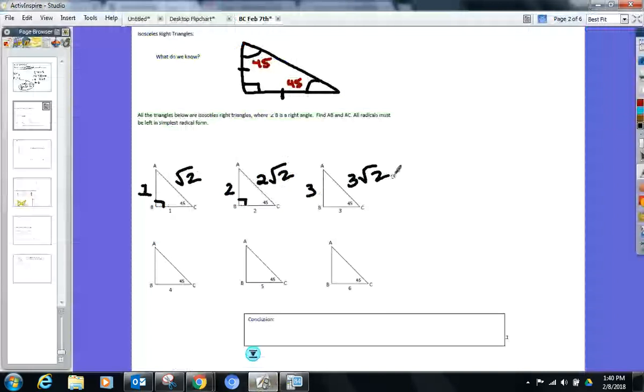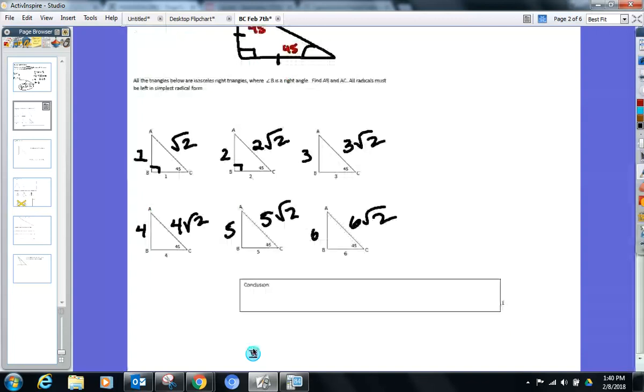Well, no Pythag here. Can we fill in all the rest using what we think is the pattern? AB here is 4. So what do you think the hypotenuse AC will be? 4 radical 2. This will be 5 and 5 radical 2, and 6 and 6 radical 2, yes. Only in a 45, 45, 90, not every right triangle. So what's our conclusion here?